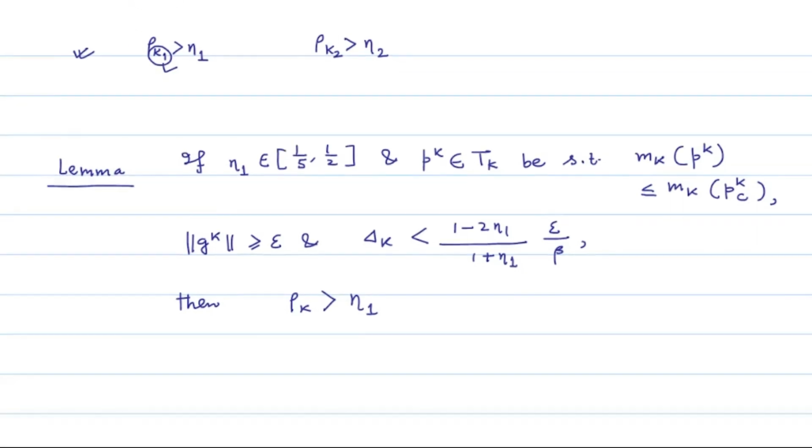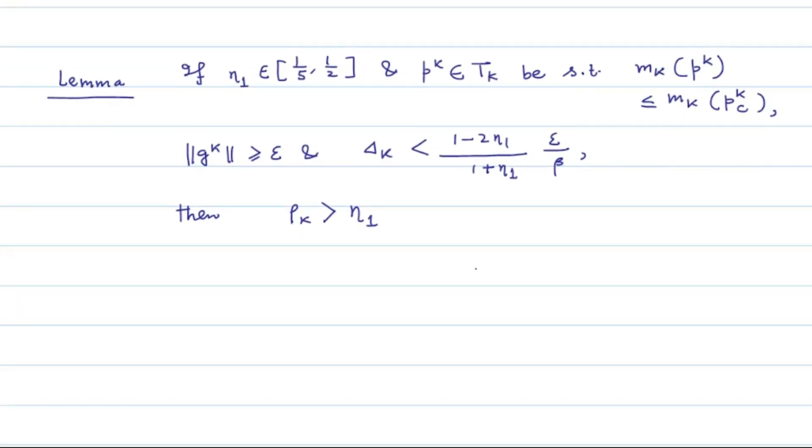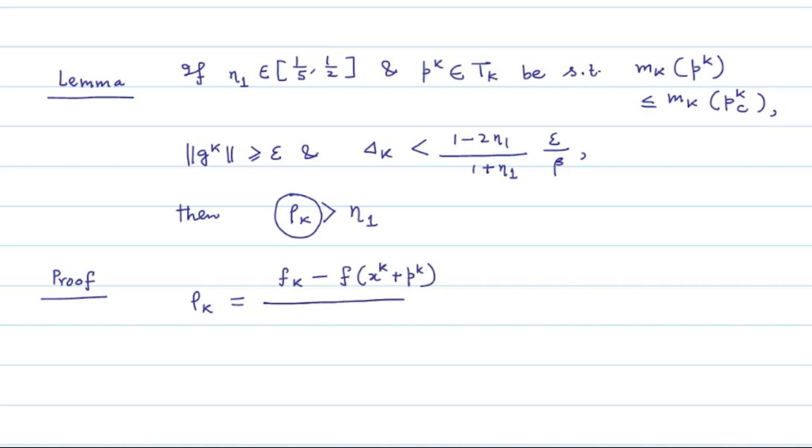We will not prove in detail this result. In order to make you involved in the proof of the results, let you sit with a pen and paper. I will give hints for the steps to arrive at this result. Here we need to prove that the reduction ratio rho_k is greater than eta_1. The reduction ratio, as you all know, is given by this expression: f_k minus f(x_k plus p_k) divided by m_k(0) minus m_k(p_k).